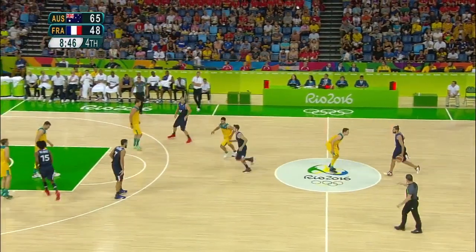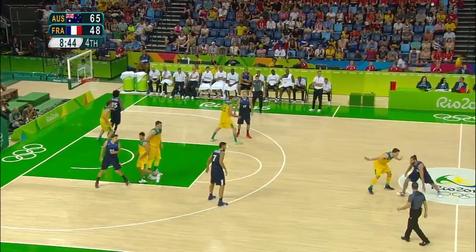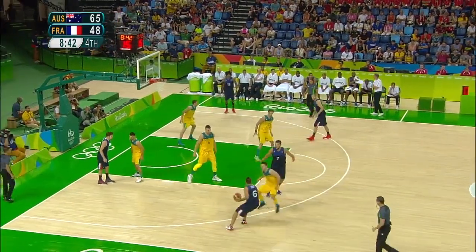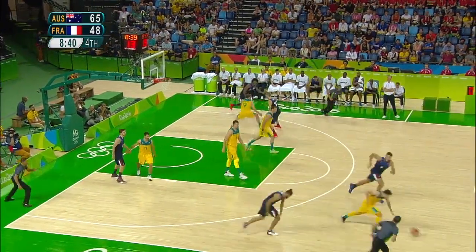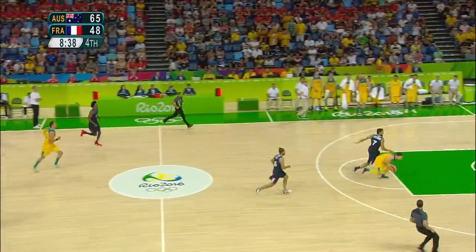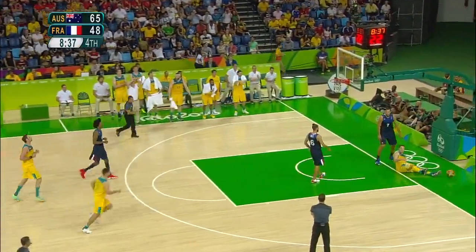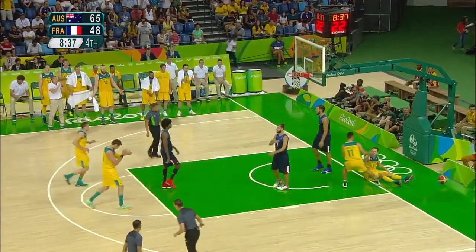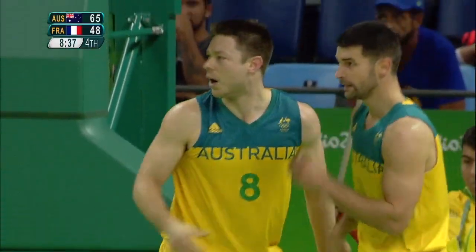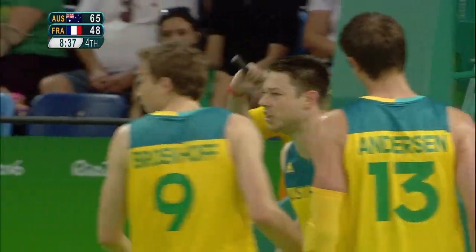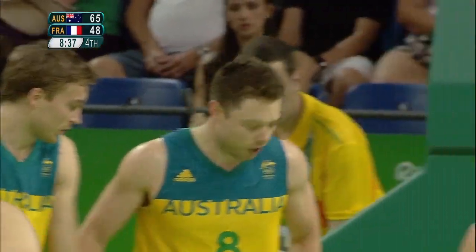On this play, Bill, Australia are able to force a turnover, and this is where the C4 rule will obviously apply. Yes, Tim. The defensive player is coming from the side or from behind, and there is no defensive player between them and the basket, and as a consequence, that is automatically an unsportsmanlike foul.